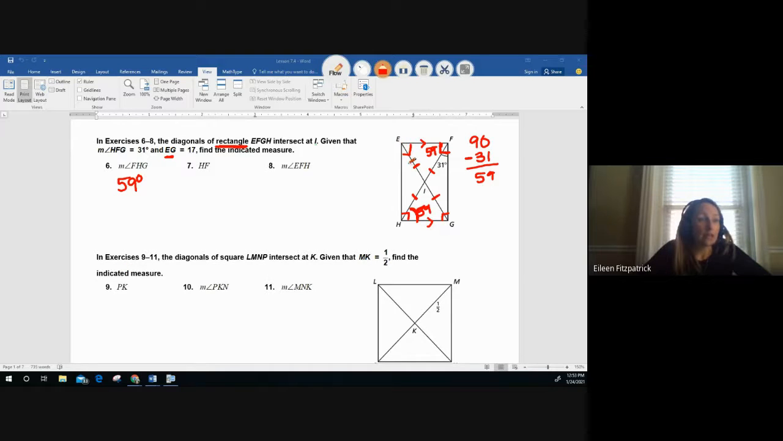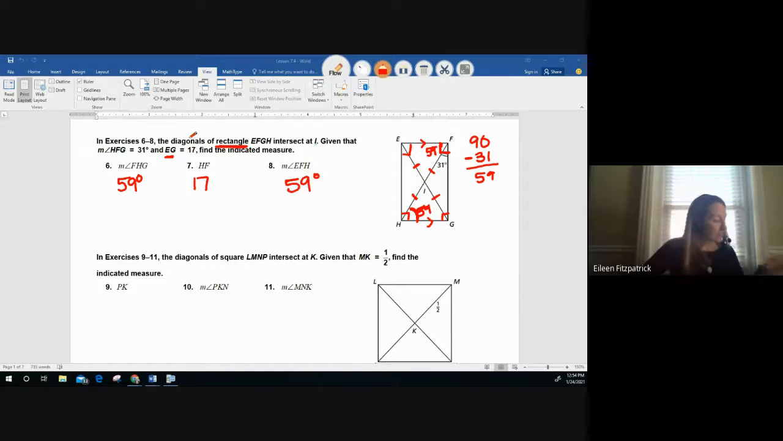You're given that EG is 17. That was given. So how long is FH? That's also 17 because the diagonals are congruent. Okay. And the last we want to know, what is the measurement of angle EFH, going from E to F to H? Well, we actually already figured that out. This angle is 59 degrees as well. Okay. Again, there's more than one approach to figuring out some of these answers. So if you saw something different in a different way, but you got the correct answer, I'm sure you did it correctly.